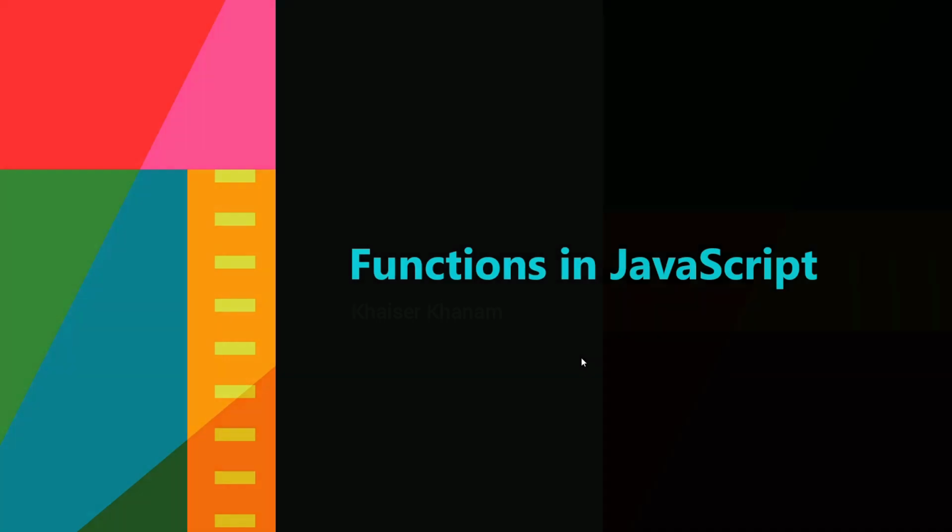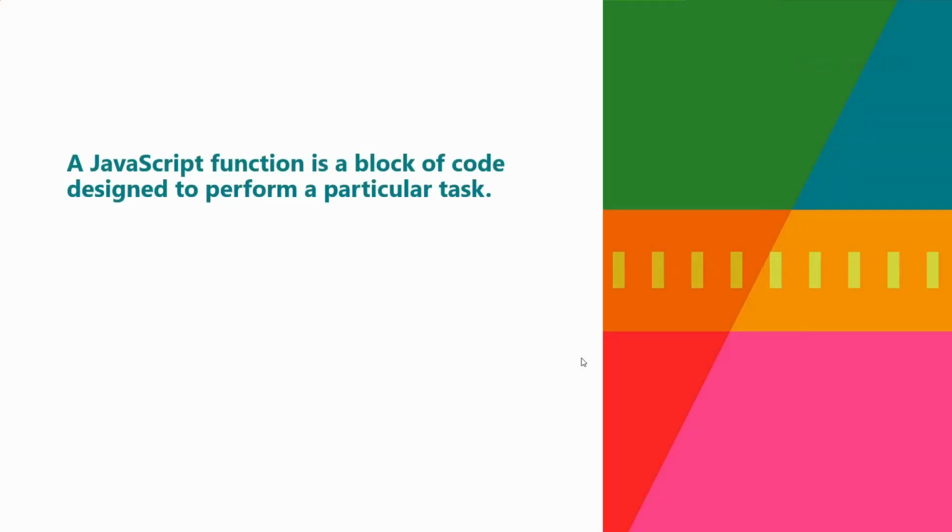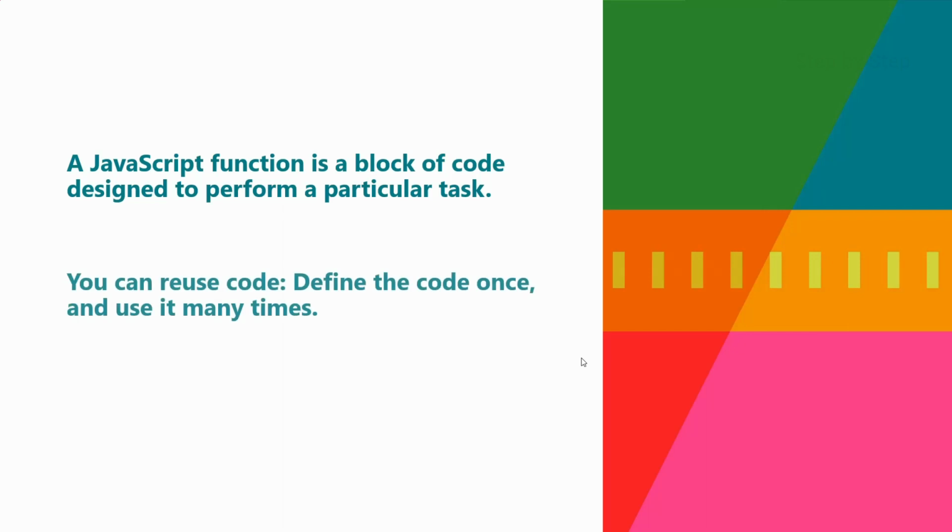So why are functions used? A JavaScript function is nothing but a block of code designed to perform a particular task. Now suppose I want to sum three numbers, I can write a function and execute the code. And again if I want to sum three numbers, I do not have to repeat the code. Directly, I can just change the values and accordingly I will get the result. So we can reuse the code, which means we can write once and use it multiple times.